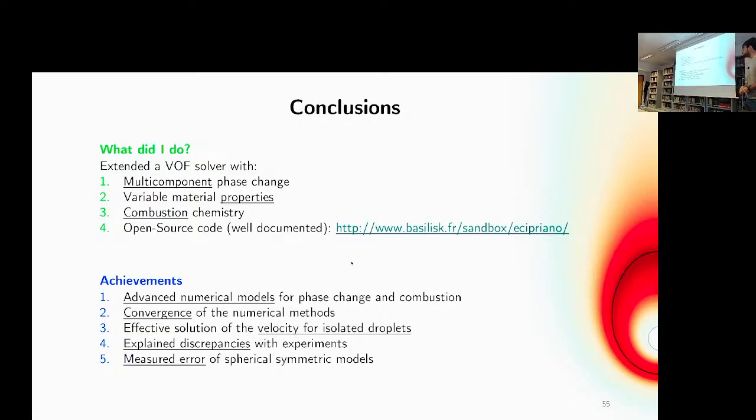We advanced the numerical solution strategies for multi-component droplet, multi-component phase change, and we obtain convergence, of course, on the model that we introduce. We also explain discrepancies between prior experimental data and prior numerical simulation, and we measure the error that you have if you use a one-dimensional model for droplet combustion in normal gravity, which is more common than you can expect.